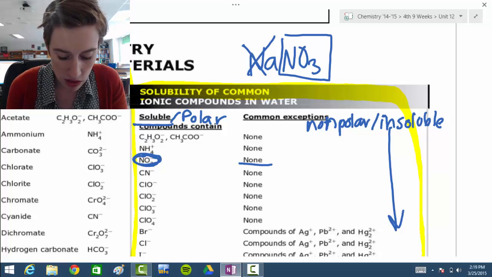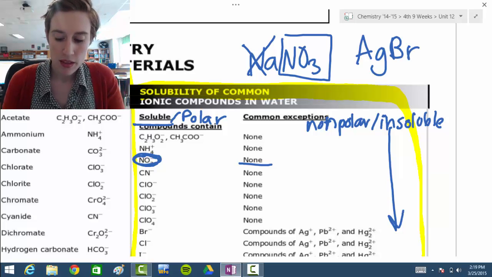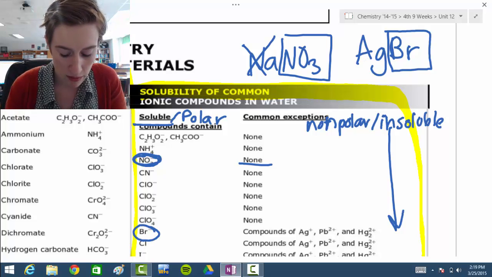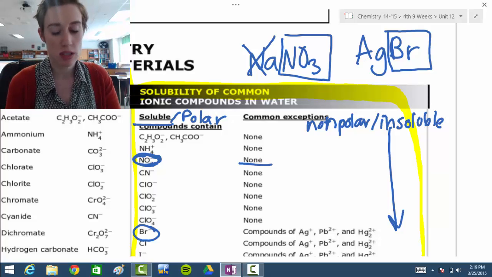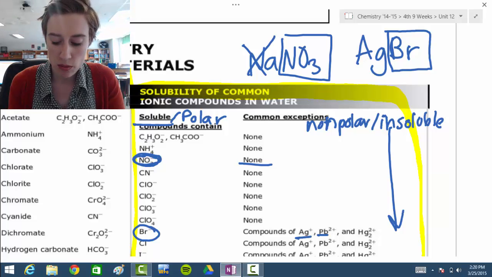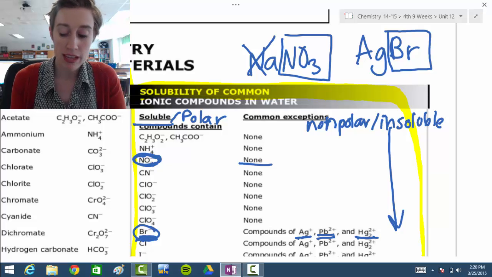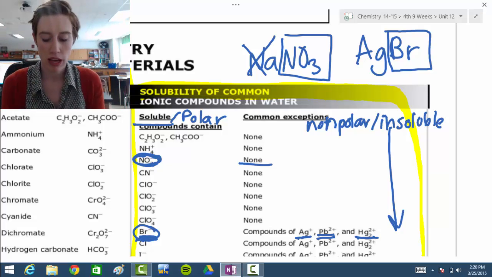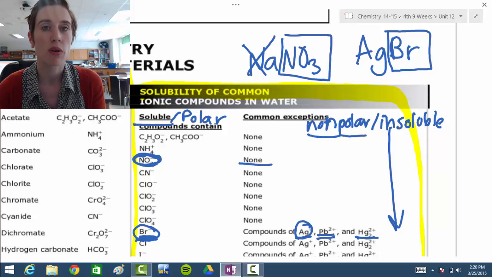Now let's look at another substance: silver bromide. Again, we always look at the anion, the last part of silver bromide, and I find bromide right here. So it's in the polar list, the soluble list. So you would think bromide is soluble in water, or polar. But look at our exceptions. Ag is listed as one of the three exceptions, meaning if Ag is paired with Br, or if Pb is paired with Br, or if Hg is paired with Br, then it's not following the rule. Then it's an exception. So since Ag is paired with Br, it is non-polar, or insoluble.